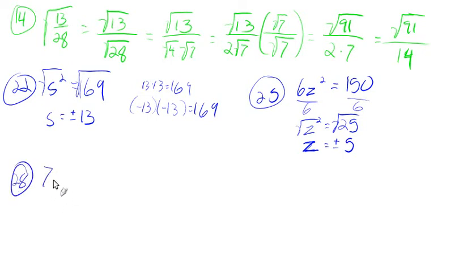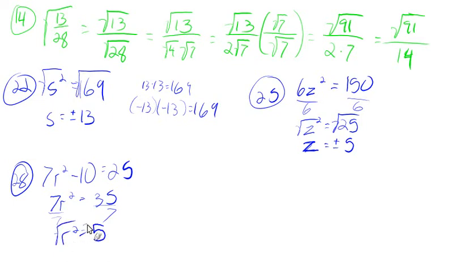28 is 7r squared minus 10 equals 25. So again, we want it to be set up just like it was in number 22, having the variable squared by itself on one side. That's it. So we'll want to add 10 to both sides. We get 7r squared equals 35, and divide by 7 on both sides. And r squared is equal to 5. 35 divided by 7 is 5. Take the square root of both sides.